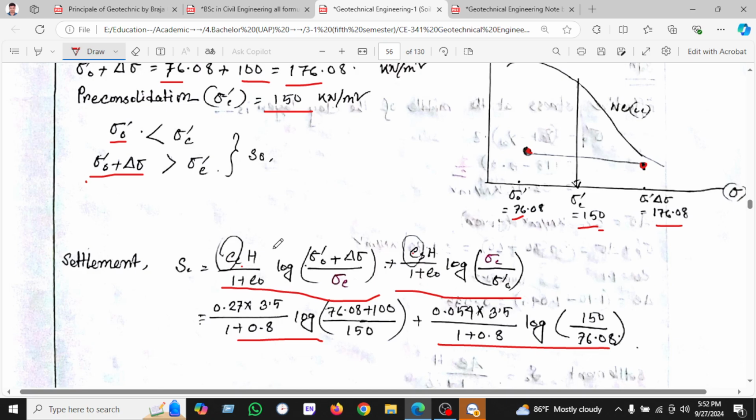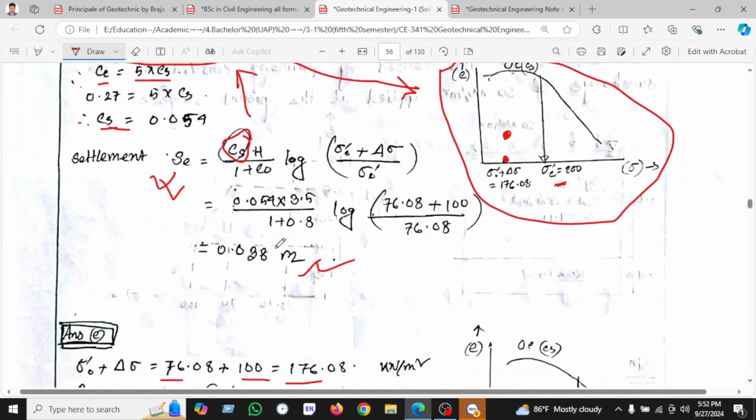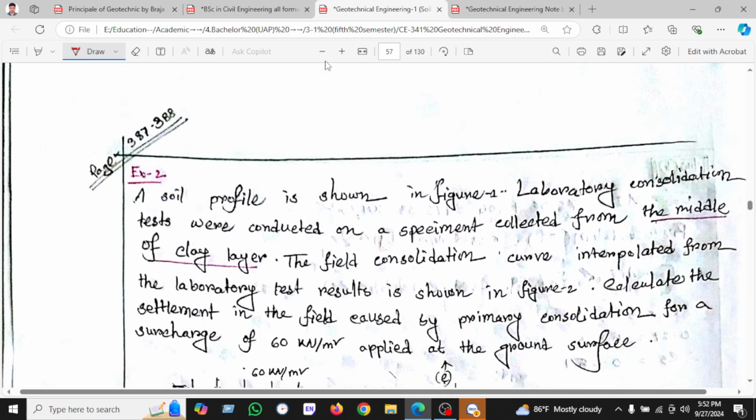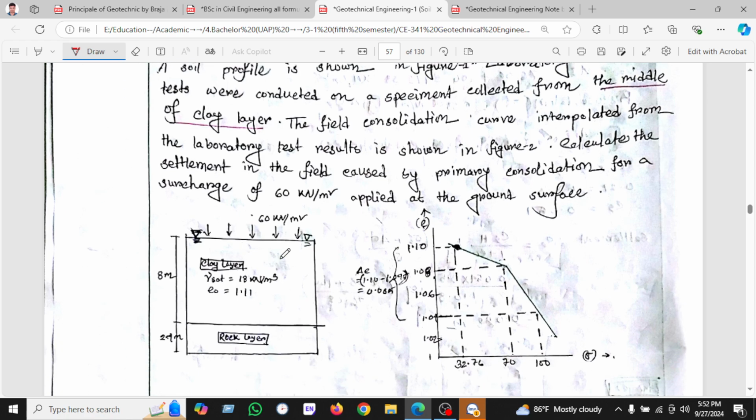These are our answer. And let's see another example here. A soil profile is shown in the figure. In the laboratory consolidation test, the specimen is called the middle clay layer. Here is the middle clay layer.